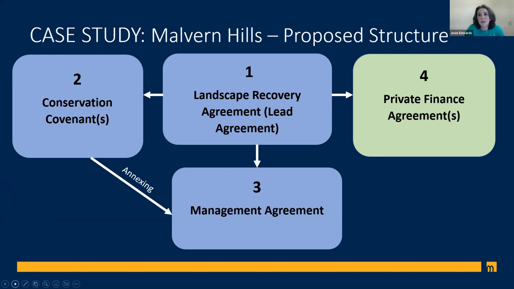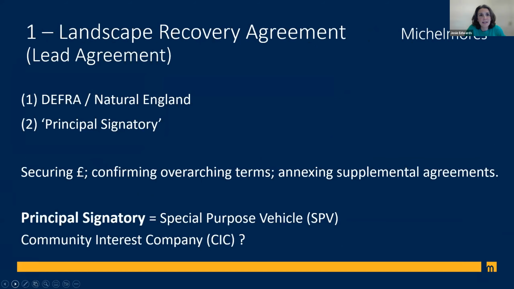So just looking at the documents on that slide in a bit more detail. The first, this landscape recovery agreement, which we're calling the lead agreement, is the main contractual basis for the scheme and the funding that would flow under it. And we were anticipating that the signatories would be Defra or Natural England, as the department administering the scheme, and then a single entity representing the scheme participants, so the Malvern Hills participants in our example, and we'll call that the principal signatory.